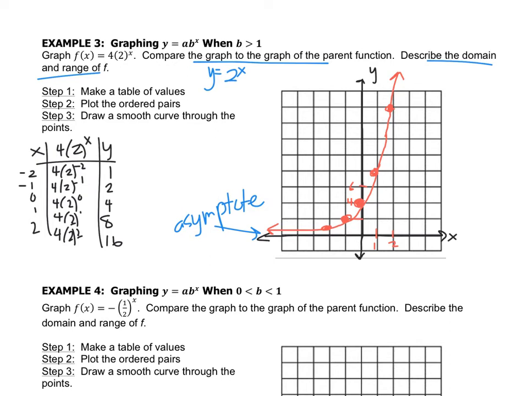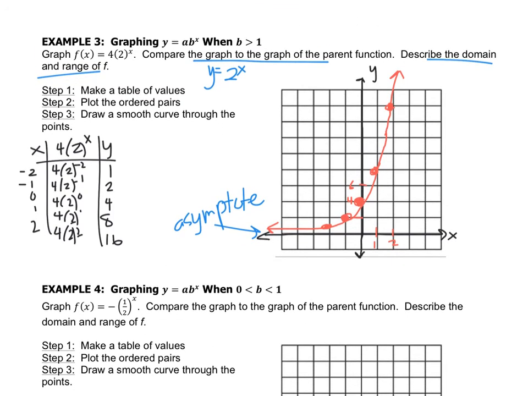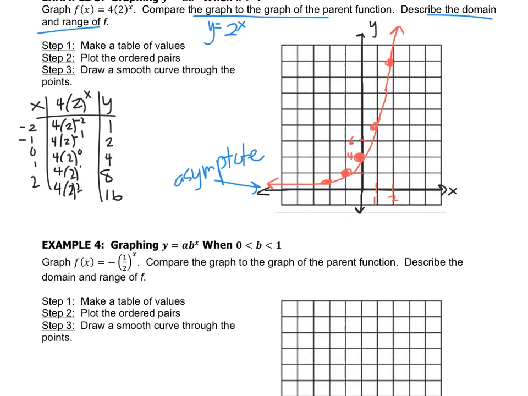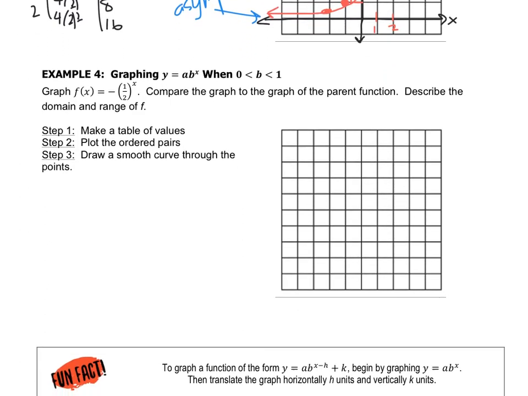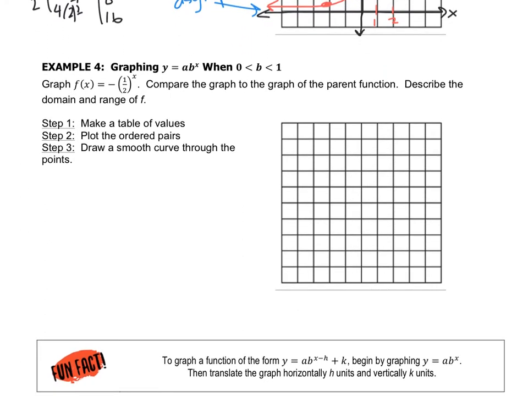I want to just focus on getting you comfortable with graphing. And then we'll look at the comparing and describing later. All right, let's scroll down to example 4. So in example 4, we have -1/2 to the x, but the steps are still the same.